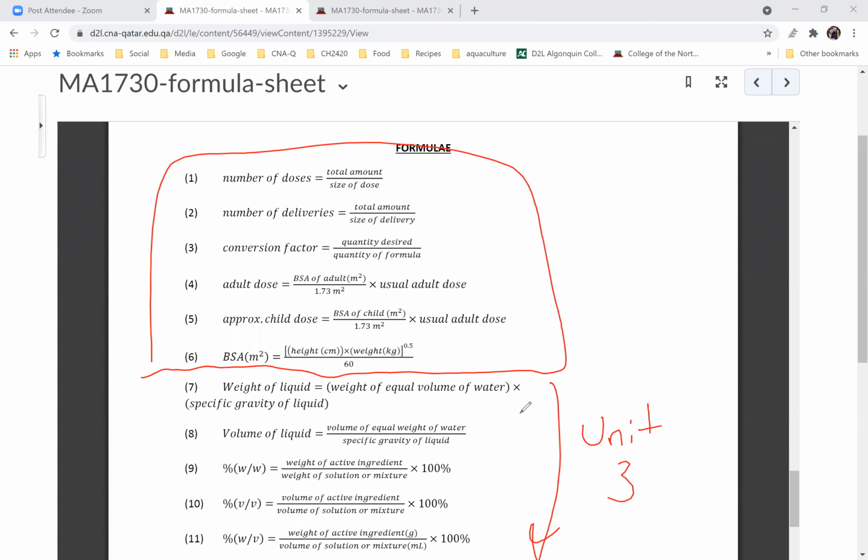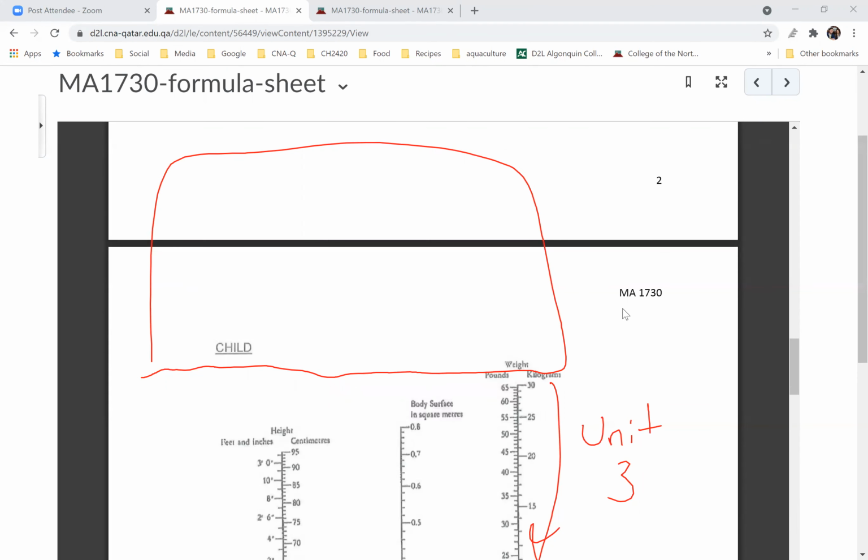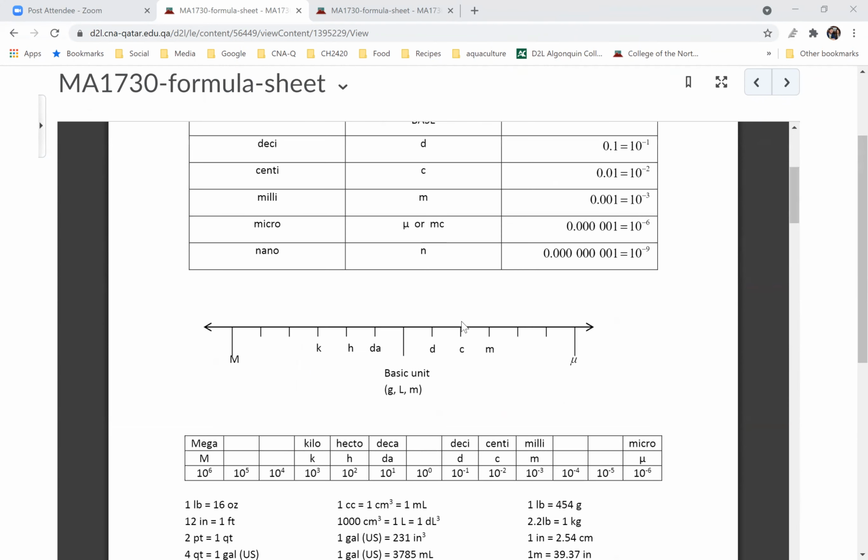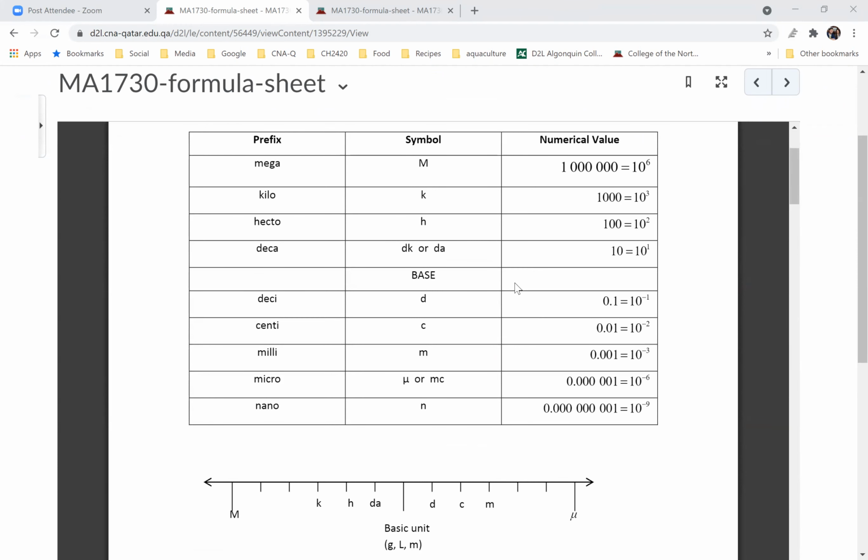I don't know if I remember us talking about specific gravity. I wouldn't worry about that one, but it's not circled anyways. So there you go. This is your formula sheet. This will be given to you on all tests and final exams, and this would be good for practicing this evening as well.